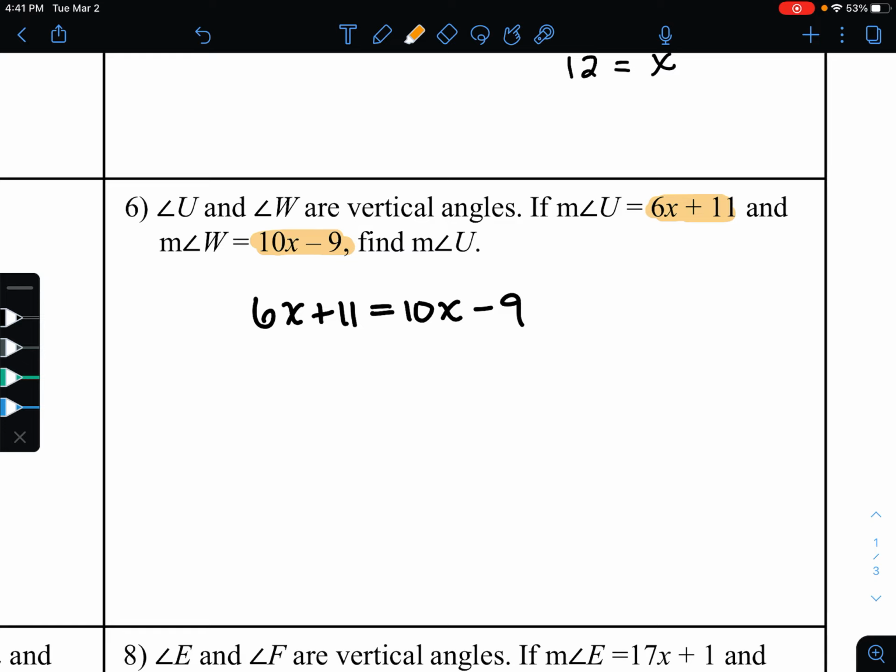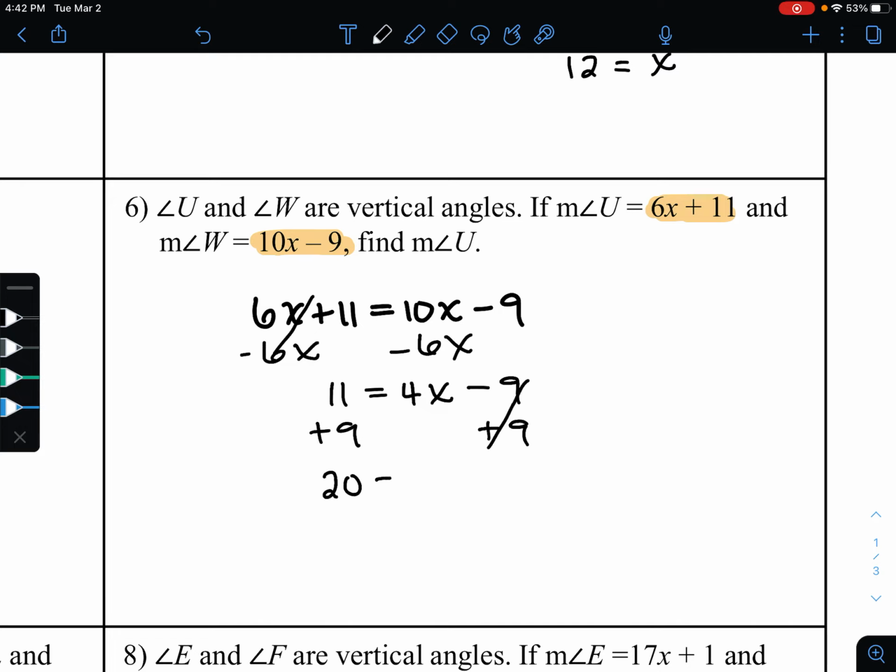Again, if we know that they're vertical angles, we don't even need a picture. We know that they should be equal to each other. Vertical angles are equal to each other. So we write our equation by making them equal to each other. And then we just solve that equation exactly like we know how to. Subtract the 6x on both sides. I always move the smaller number first. Bring down everything else. Add the 9 to both sides, and we should get 20 equals 4x, and then divide by 4. And we have 5 equals x.